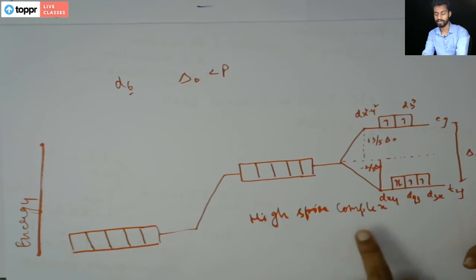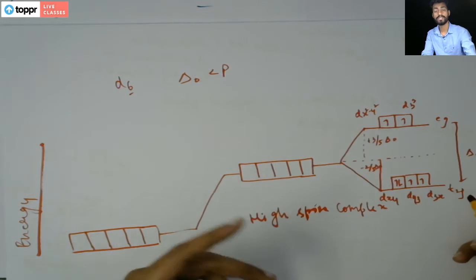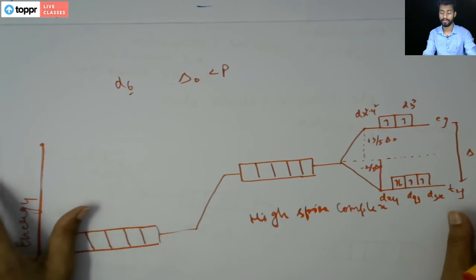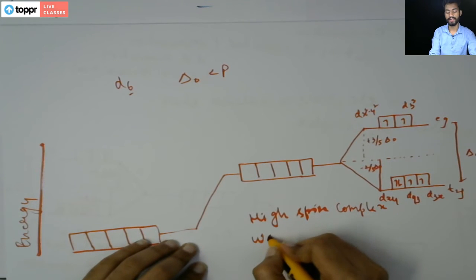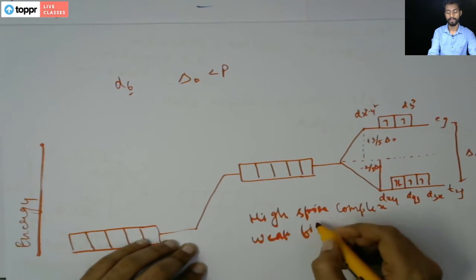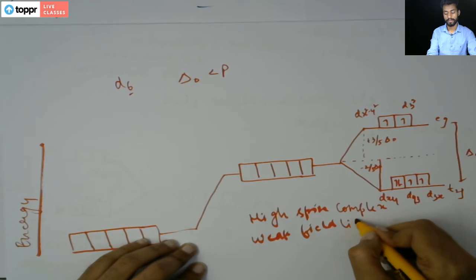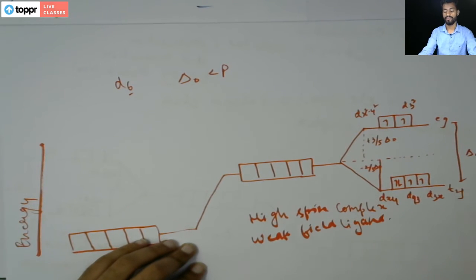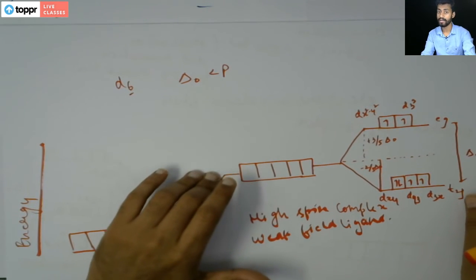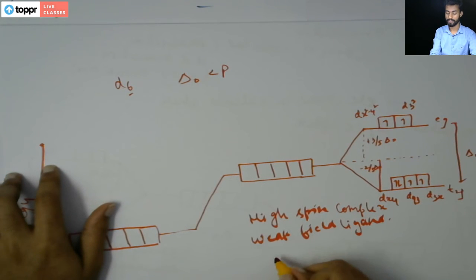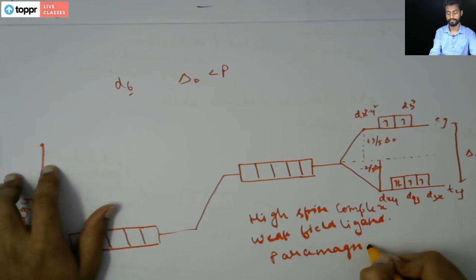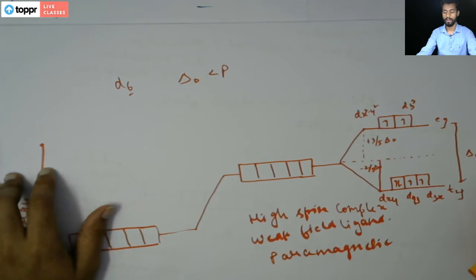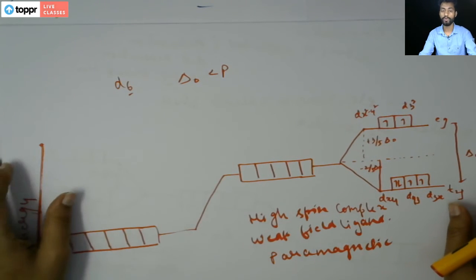So they are high spin complex. And what is the nature of ligand here? The nature of ligand is weak field ligand. And what about magnetic character? It is paramagnetic. Hope this is clear to you all.